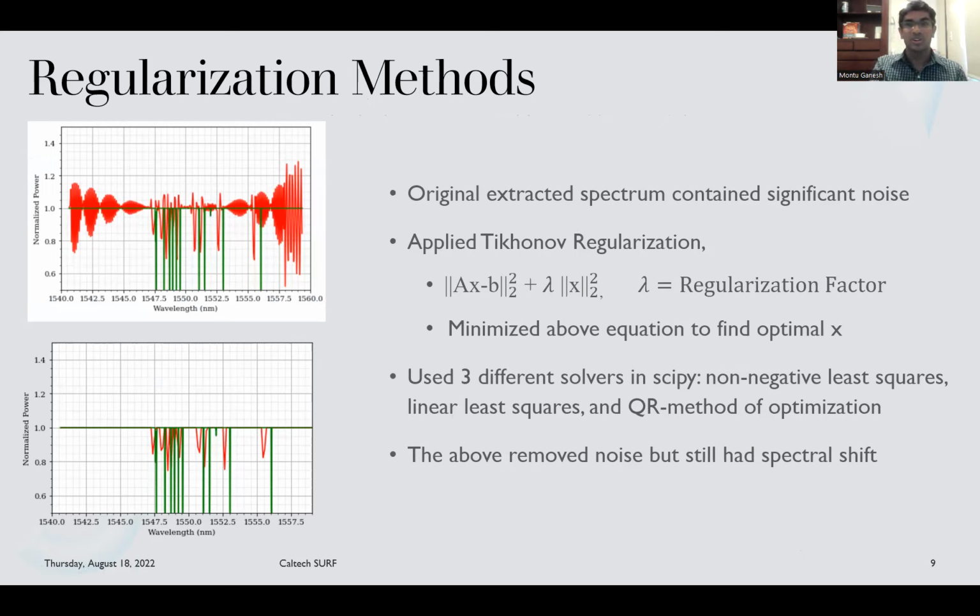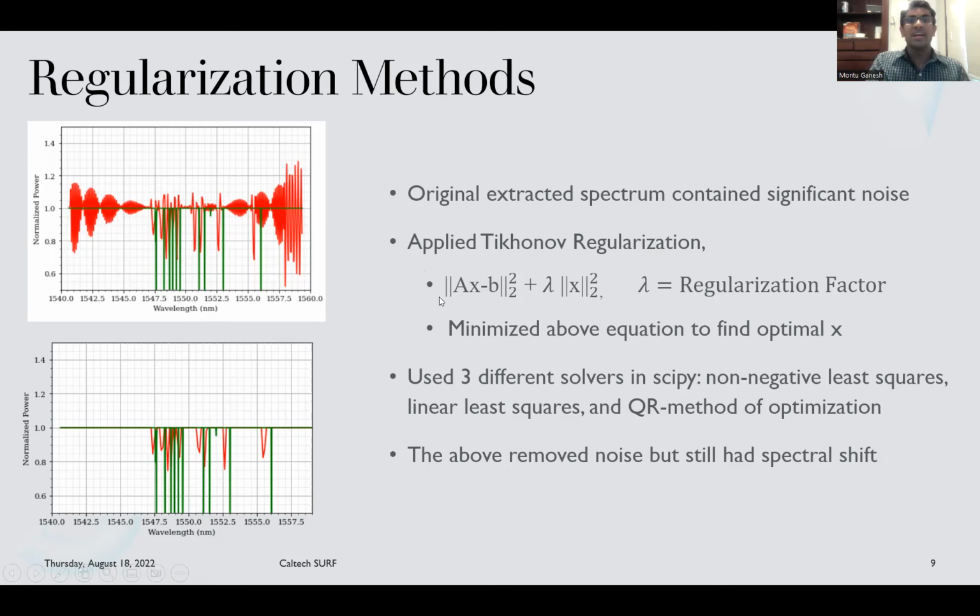So let me describe how this works. You're computing a norm and, using this, calculating and minimizing the expression over here. A corresponds to the AWG response matrix, and B is the observed power. Lambda here is a regularization factor. You have to adjust the regularization factor to decrease the noise as much as possible.